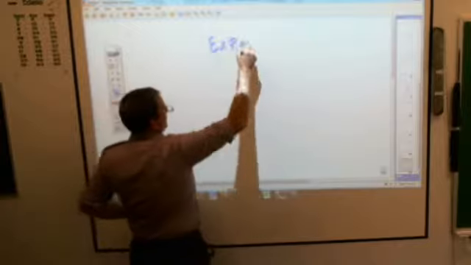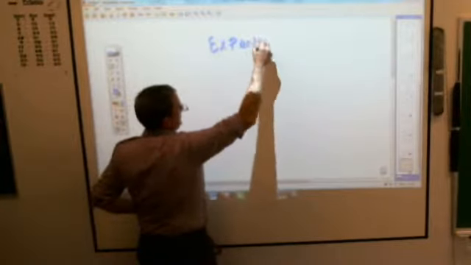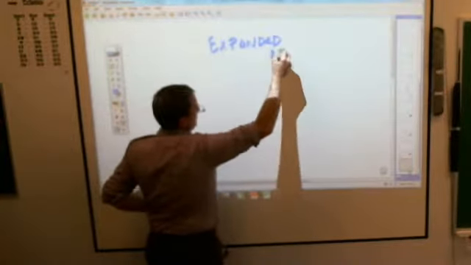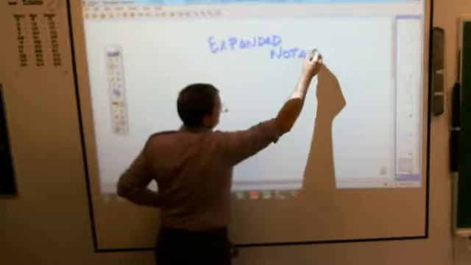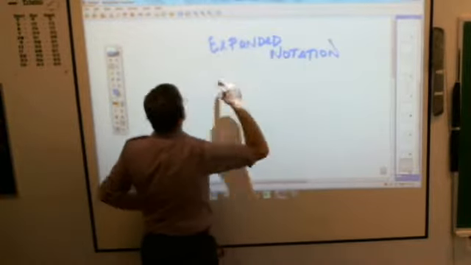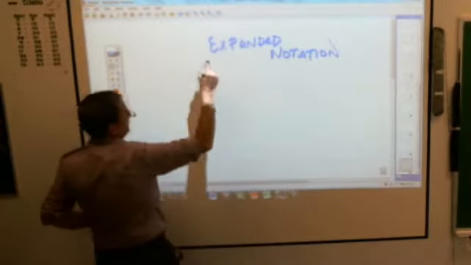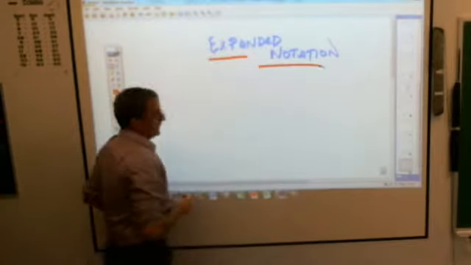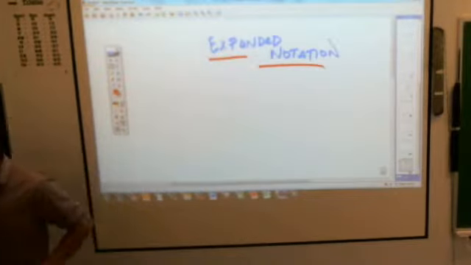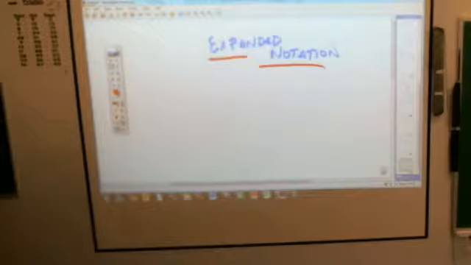Please write on top: expanded notation. Expanded notation, and hopefully the title, children, is a quick way for you to remember what this actually does or is.